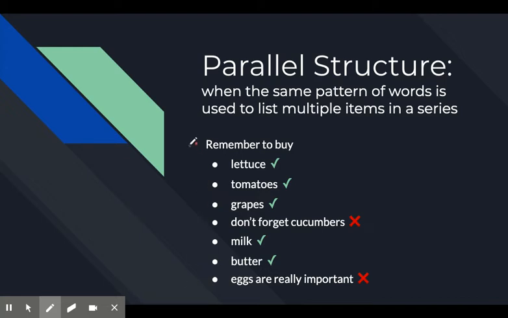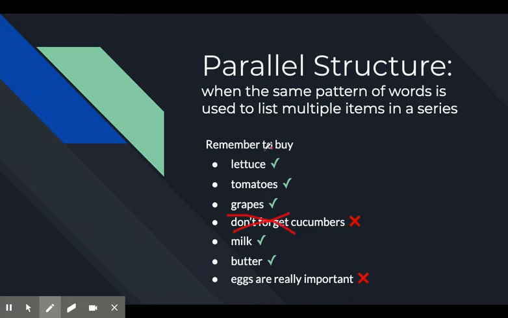So my list is: remember to buy lettuce, tomatoes, grapes. That all makes sense. But then I get to "don't forget cucumbers." And that doesn't follow the same pattern, right? I've just been listing these simple noun terms for food, and now all of a sudden I get this "don't forget." So I do not want that.